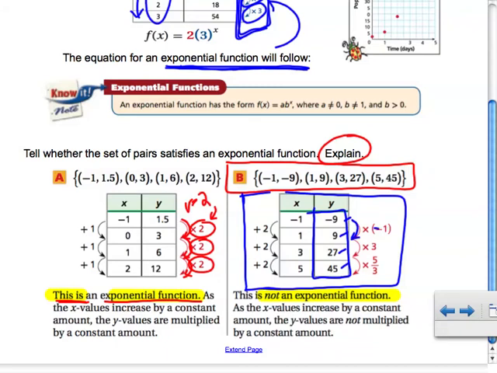What is happening? I'm multiplying by -1, I'm multiplying by 3, and I'm multiplying by some fraction here, 5/3. This is not going to be an exponential function. Why? Because as the x values increase by a constant amount, the y values are not multiplied by some constant amount. So if you want to pause and write any of that down, that's a good idea. Otherwise, we're moving along.